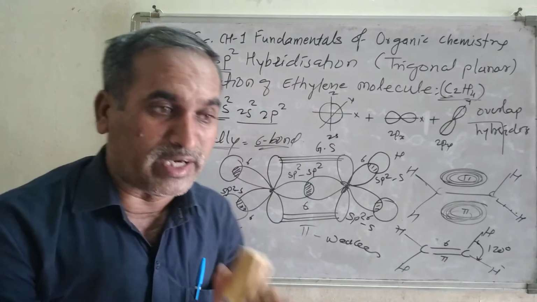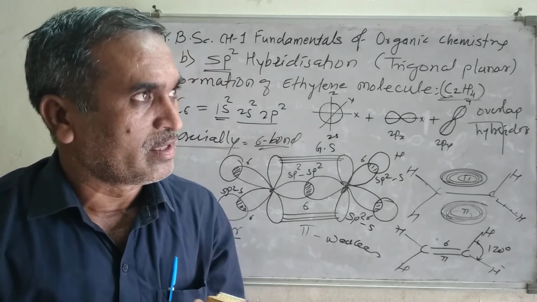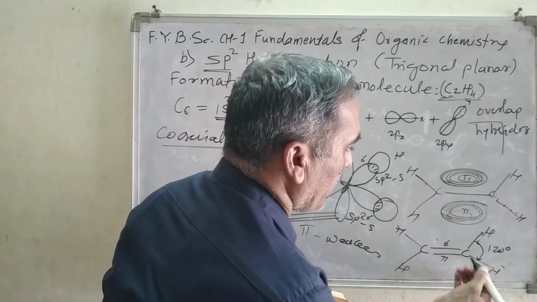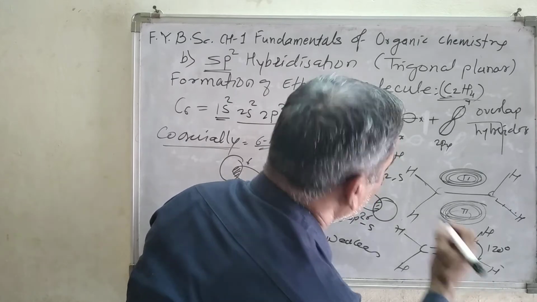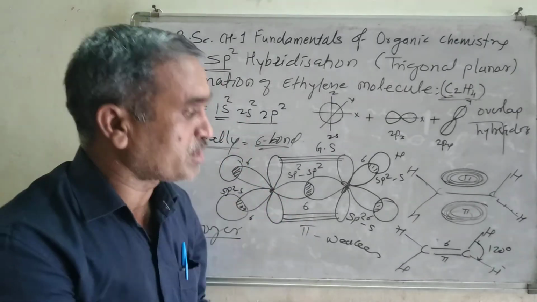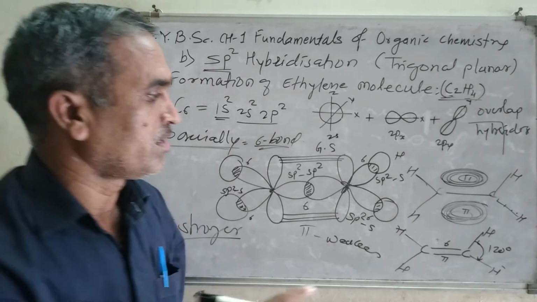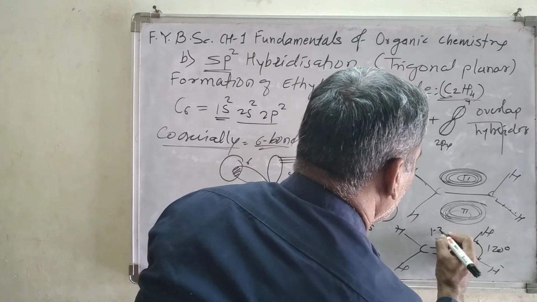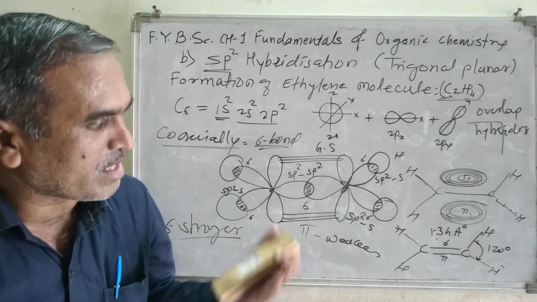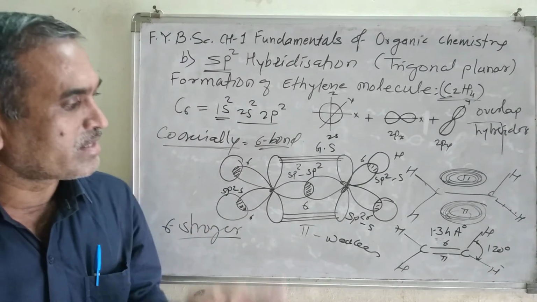What will be the bond length? Bond length means the average distance between the two bonded atoms. X-ray crystallographic experiments showed that the bond length found here is 1.34 angstrom. The unit of bond length is always expressed in angstrom. 1 angstrom is nothing but 10 raised to minus 8 centimeter.